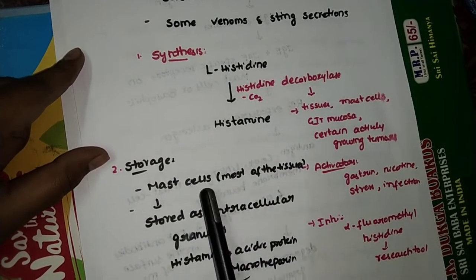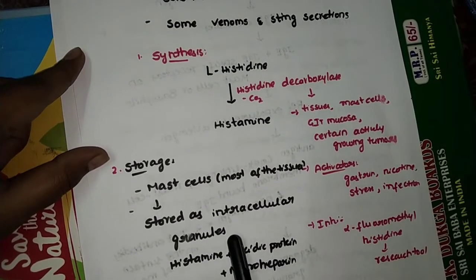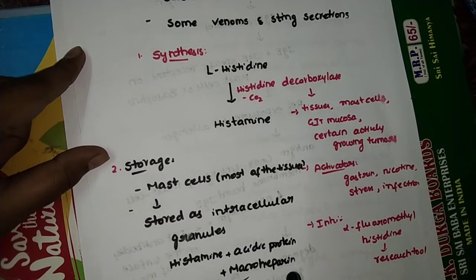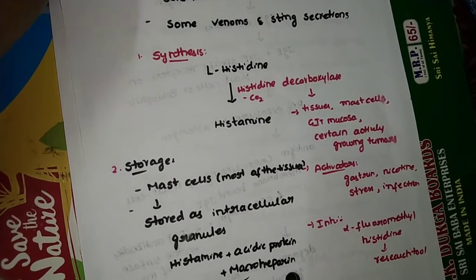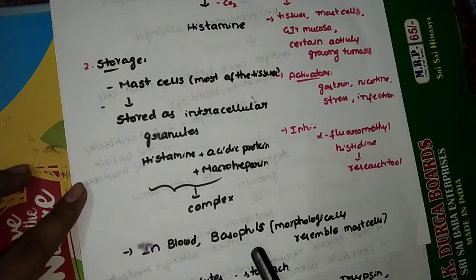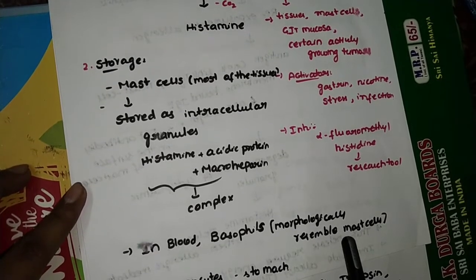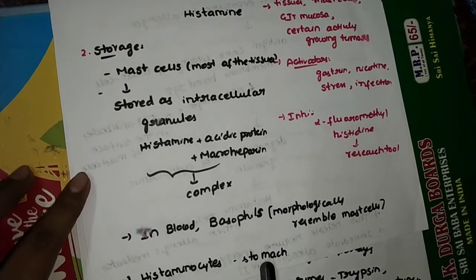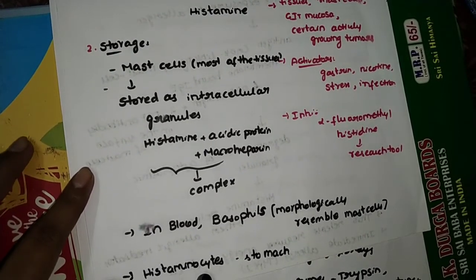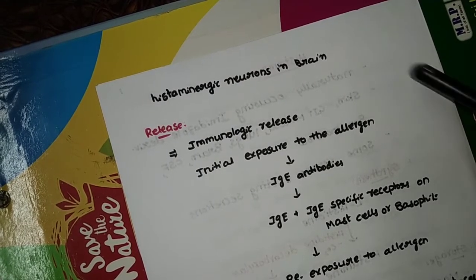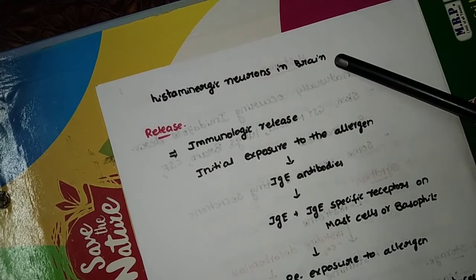In mast cells, it is stored as intracellular granules by forming a complex with acidic protein and macroheparin. This macroheparin is a high molecular weight heparin. Coming to the blood, in blood it is stored in basophils. These basophils morphologically resemble the mast cells, but they are not exactly mast cells. Coming to the stomach, there it is stored in histaminocytes. In the brain, it is stored in histaminergic neurons.